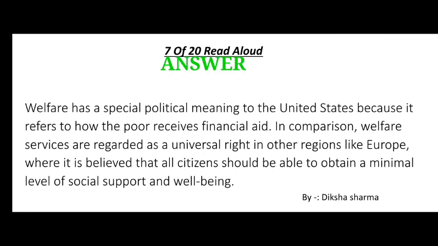Welfare has a special political meaning in the United States because it refers to how the poor receive financial aid. In comparison, welfare services are regarded as a universal right in other regions like Europe, where it is believed that all citizens should be able to obtain a minimal level of social support and well-being.